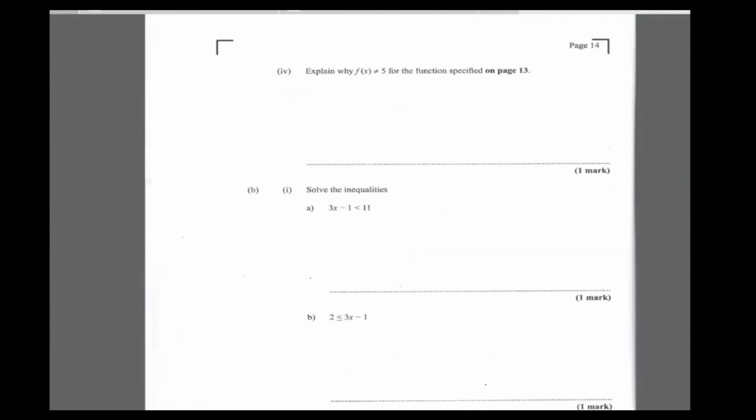Let's continue. It says, explain why f of x cannot equal 5. Let's solve f of x equal 5 and see what happens. If we're solving f of x equal 5, we're solving a half x minus 3 equal 5. So if we add 3 to both sides, we get a half x, which we can write as x over 2, is equal to 8. And so multiply through by 2, we're getting x equals 16.